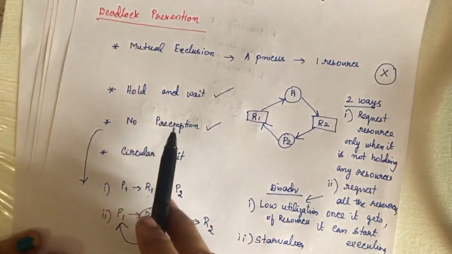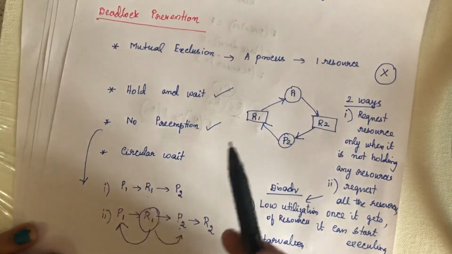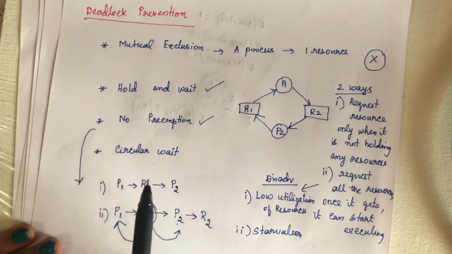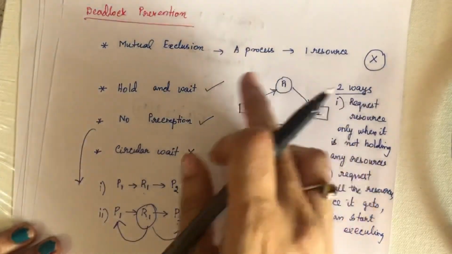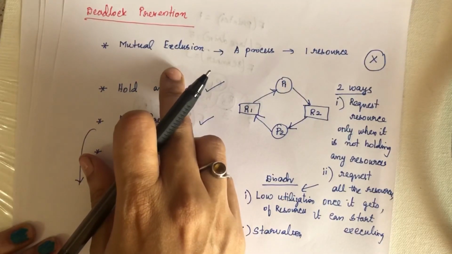So we try to eliminate any one of the conditions. If we eliminate any one of the conditions, there is a chance of eliminating the deadlock. For this we have seen all the conditions. In this case, three of the conditions can be eliminated, but mutual exclusion cannot be eliminated.